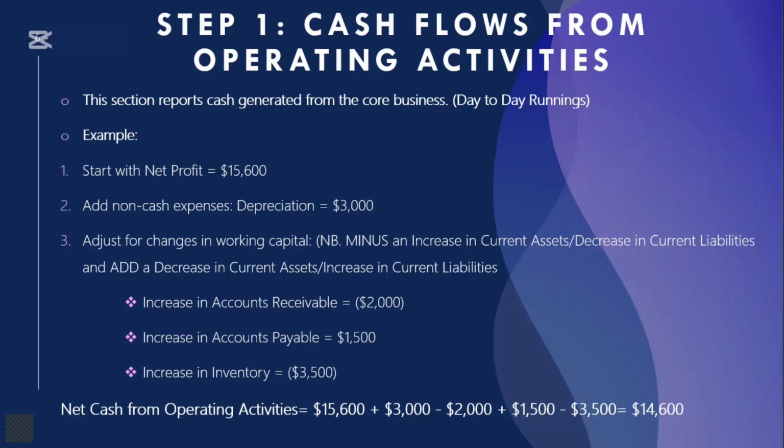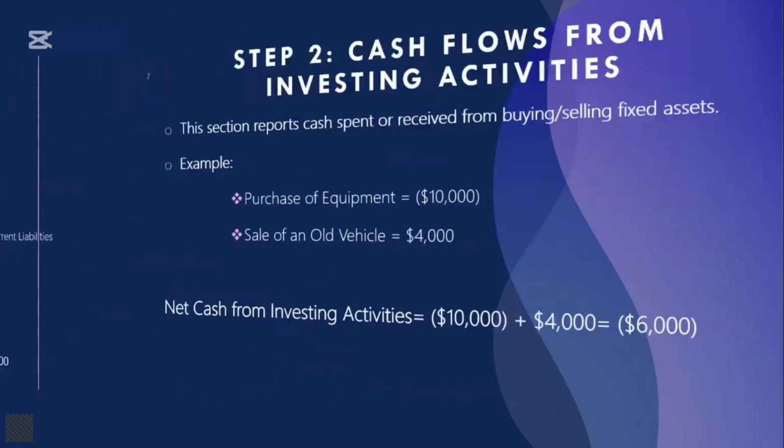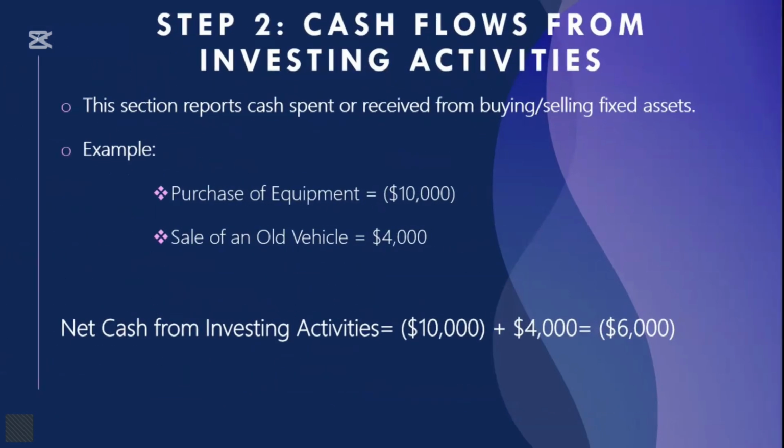So if we have to total our net cash flow from operating activities, it will be our 15,600, which is our net profit, add back our depreciation of $3,000, minus our 2,000 from accounts receivable, plus our 1,500 from our increase in accounts payable, minus our 3,500 from our increase in inventory, and therefore our net cash flow from operating activities is going to be 14,600.